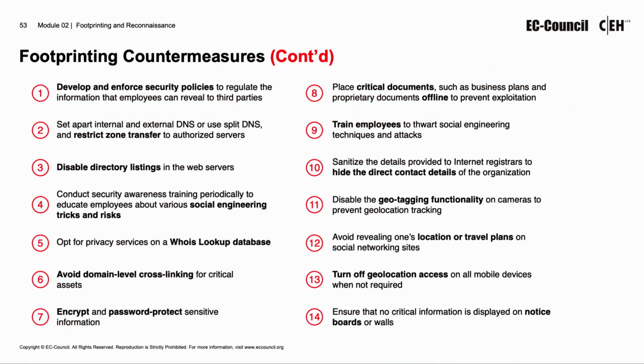Well, let's look at the last few of these. We have the location, travel plans. Yeah, got that. Number 13, turn off geolocation on your mobile device. We'll see that also when we get into mobile devices. And ensure that no critical information is displayed on notice boards or walls. This also is an area of physical security.